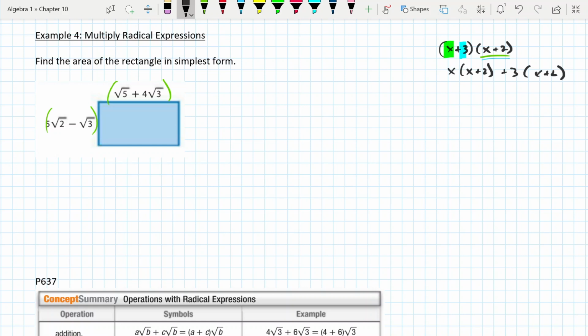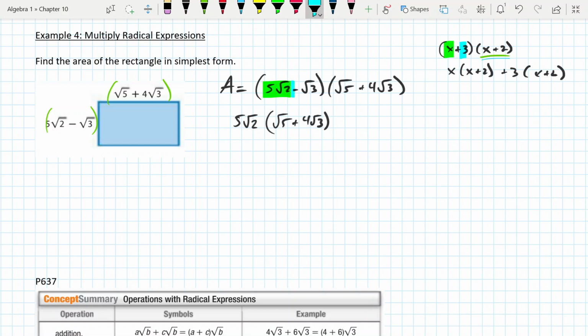So find the area of the rectangle. Well, area, of course, is length times width. So the area is going to equal 5 roots of 2 minus root 3 times root 5 plus 4 roots of 3. So I'm going to take the first term of the first binomial, 5 roots of 2, and it's going to get multiplied by root 5 plus 4 roots of 3. Then take the second part of the first binomial, negative root 3, and multiply it by the entire second binomial, root 5 plus 4 roots of 3.